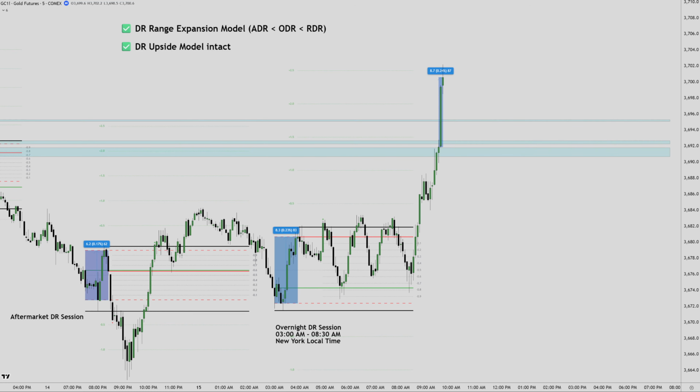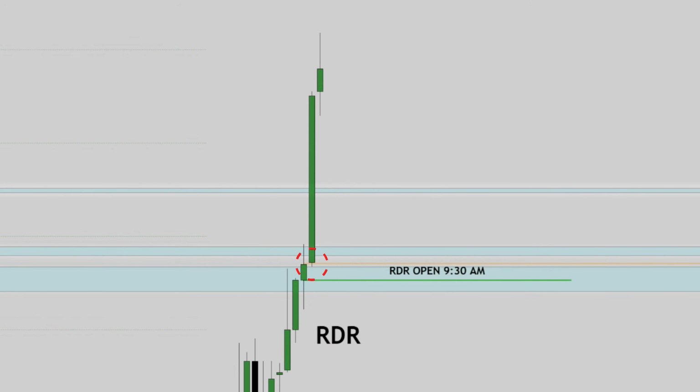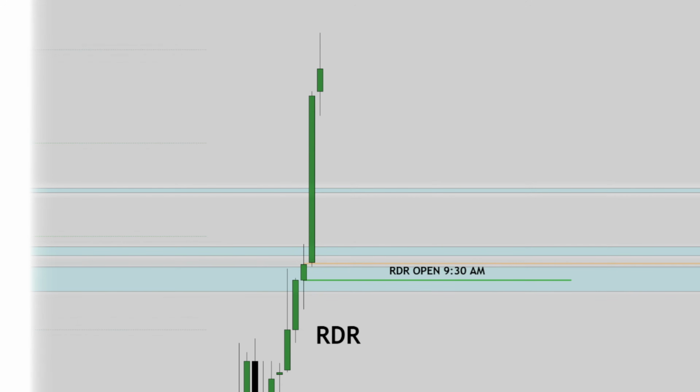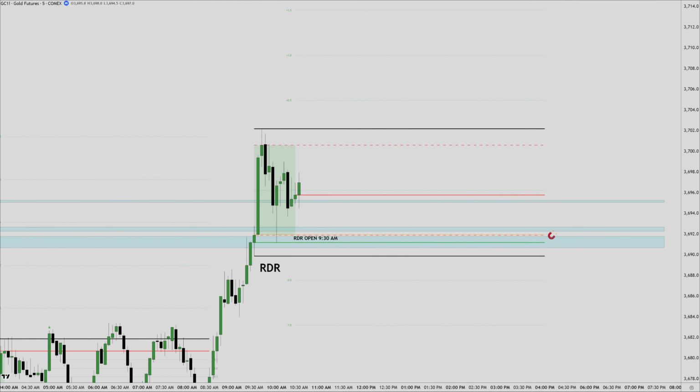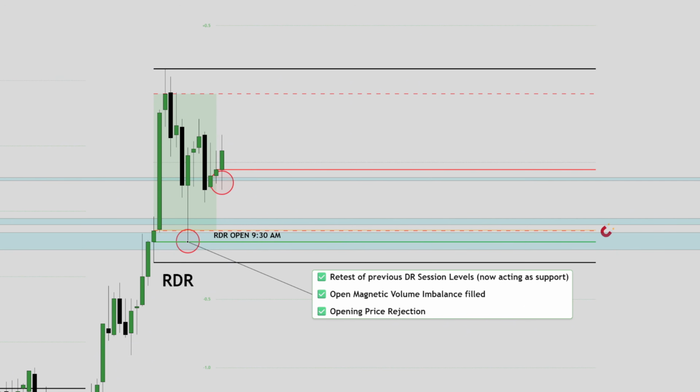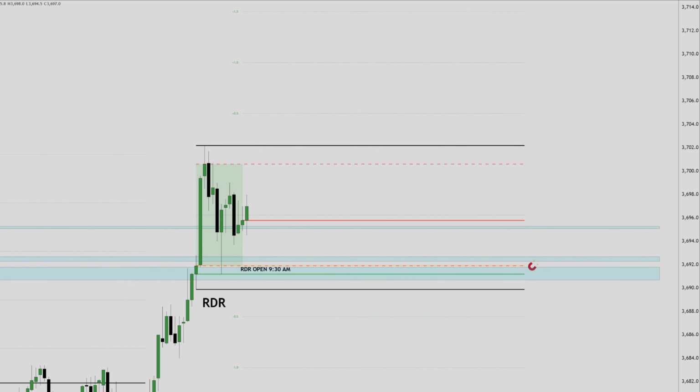Each DR expands the last. But the real clue? A massive candle. It leaves an open volume imbalance, breaks through previous DR levels, and signals absolute strength with that. At 10:30, the regular DR range closes, green box again, around 70% probability of long confirmation. Add to that a retracement into previous DR levels plus an open imbalance aligned with the opening price followed by rejection, confluence stacking up. By 11 a.m., then the confirmation happens.